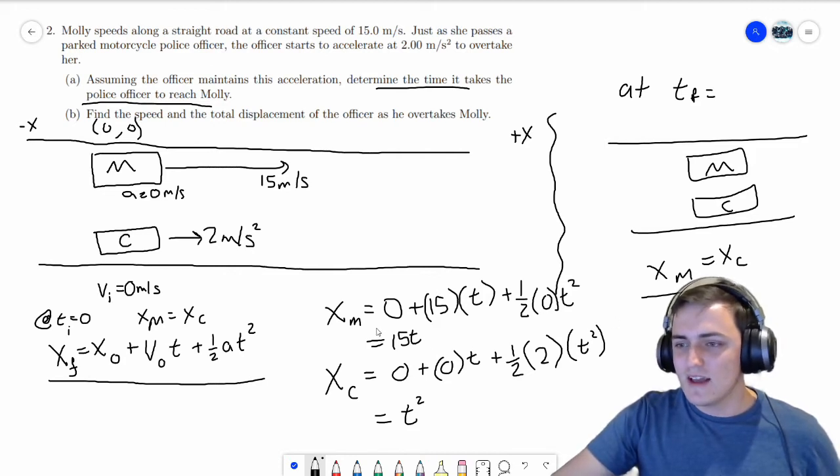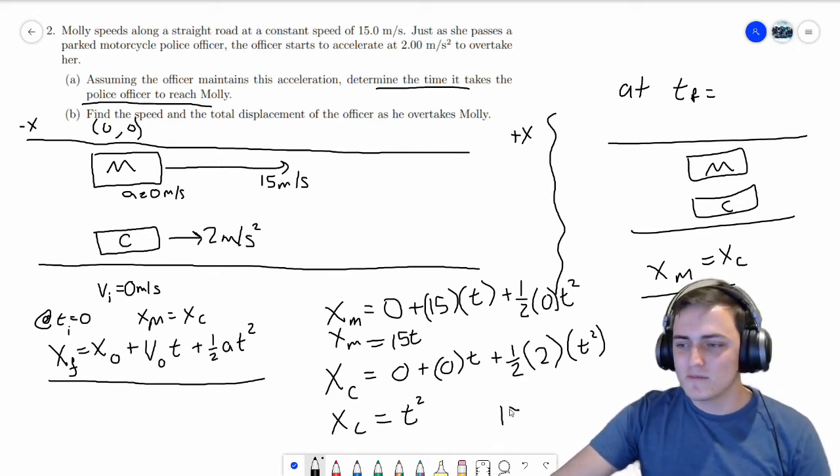So we can actually just say x_m equals 15t, x_c equals t squared, we can set them equal to each other. 15t equals t squared. And by factoring out a t from both sides, we get t equals 15.